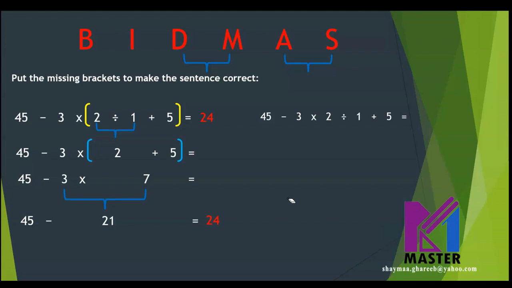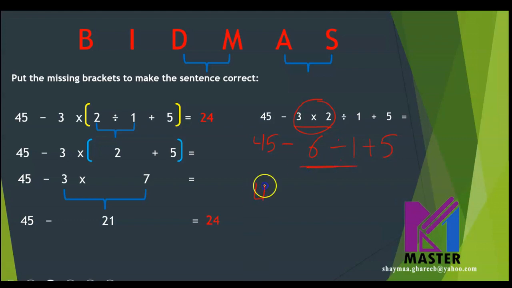I have subtraction, multiplication, division, and addition. So which one should I start with? The multiplication. So let's do the multiplication first. So the 45 will stay as it is, and we said I will start with the multiplication. So the 45 as it is minus, what is the answer of the multiplication? 6, then divide by 1, then plus 5. Now I have subtraction, division, and addition. Which one should I start with? The division. I will start with the division.